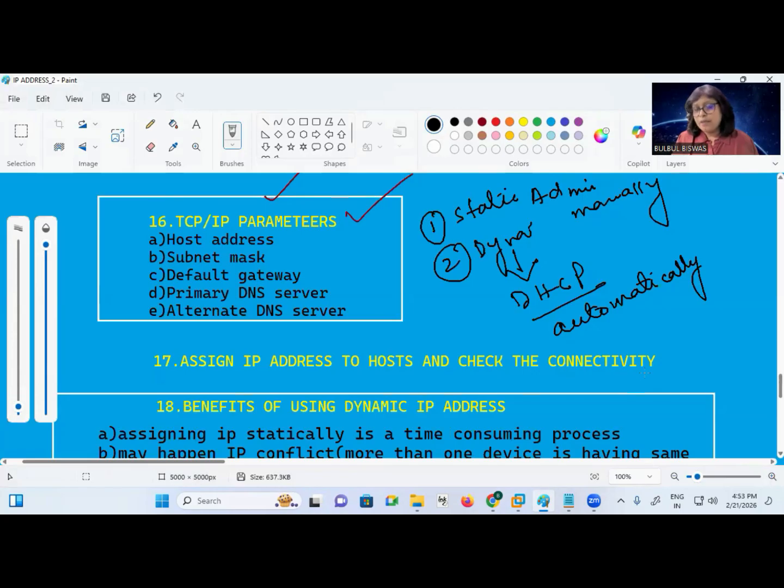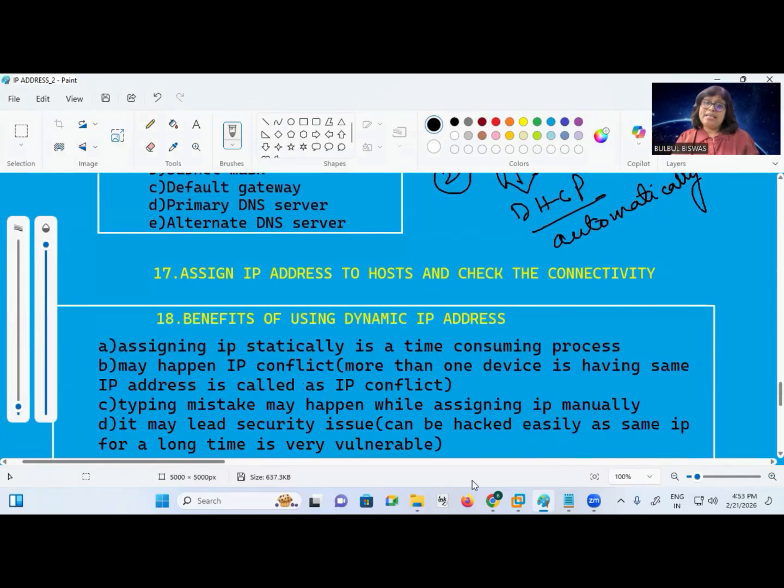Static means fixed. The IP the admin has assigned will remain the same until the admin changes the IP. But dynamic is changeable, because the DHCP server never gives the IP permanently. It gives the IP address on a lease basis for some time. Now here is the question: is there any problem with assigning static? Yes, there are some issues while we are assigning IP addresses statically. And what is the solution? We go for the DHCP server.